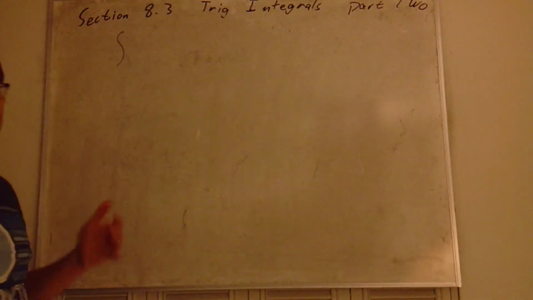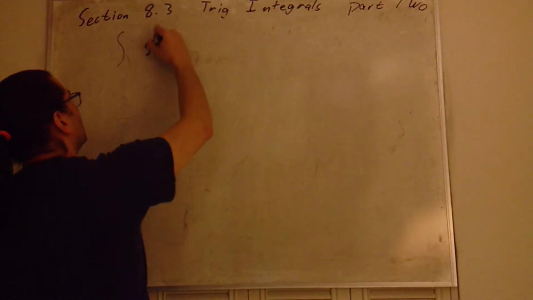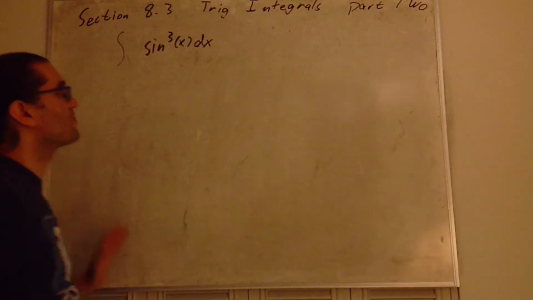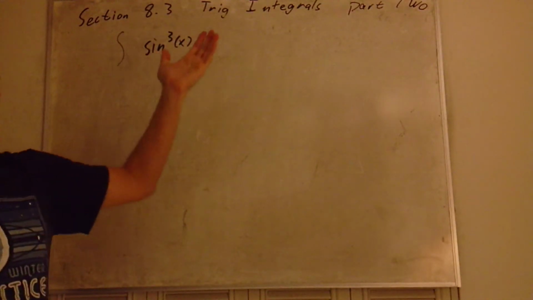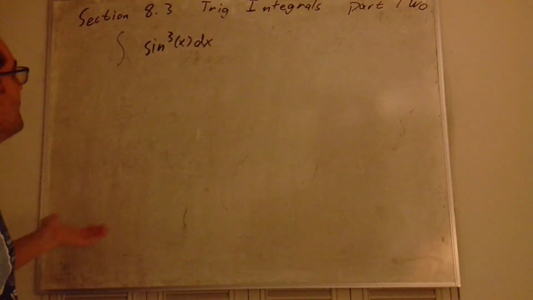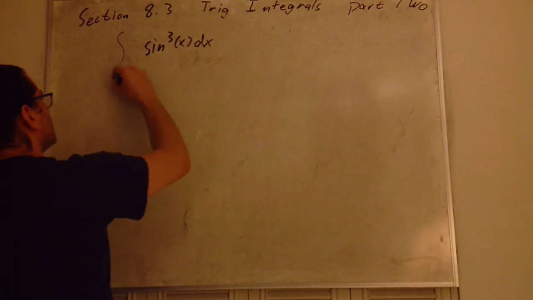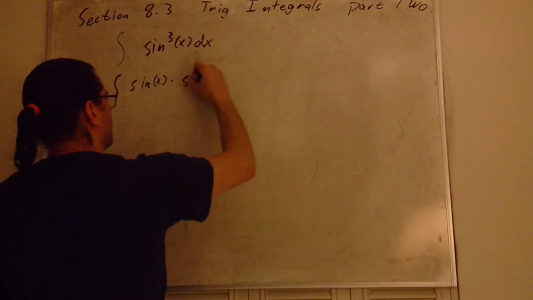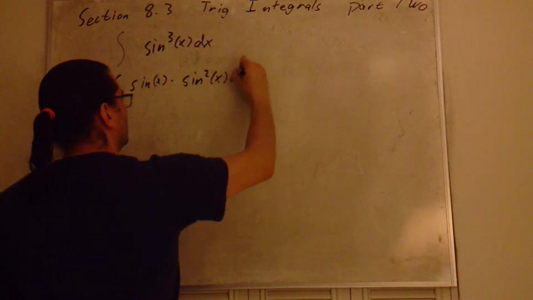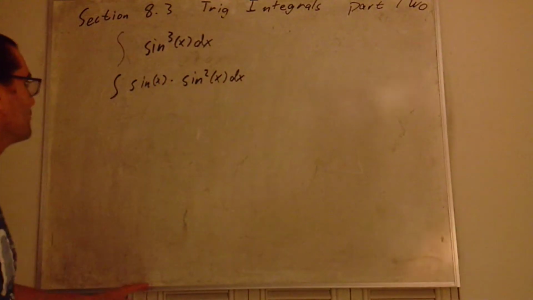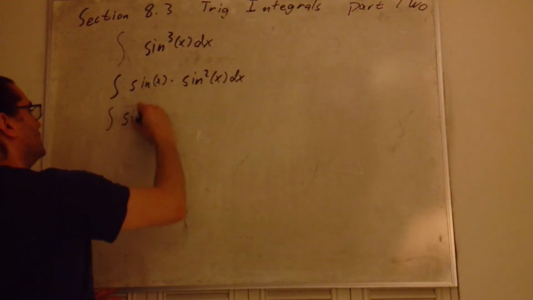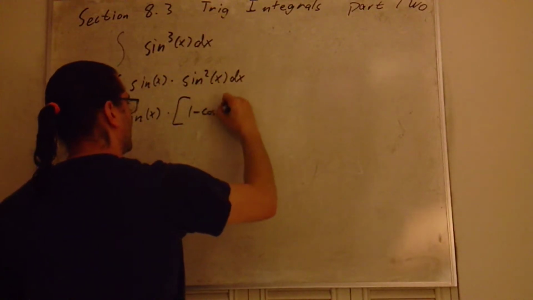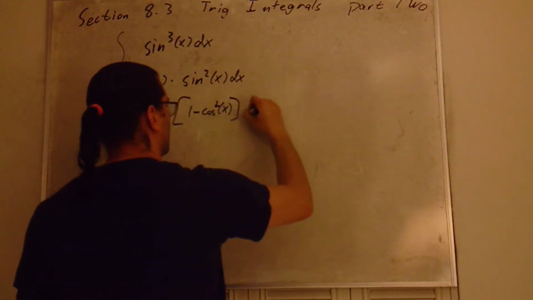This technique can also be used to integrate things that just look like this. This is just a sine cubed. There's no cosines anywhere in sight, but we can introduce the cosines if we change this to a sine x times a sine squared x dx, and then we swap out the sine squared for 1 minus cosine squared. Sine x times 1 minus cosine squared.